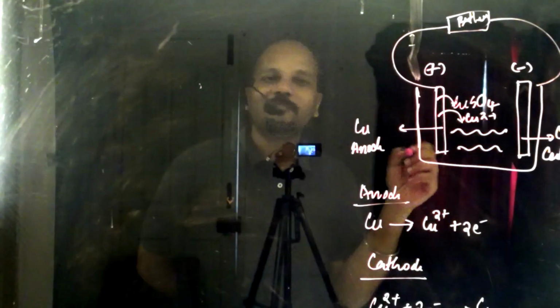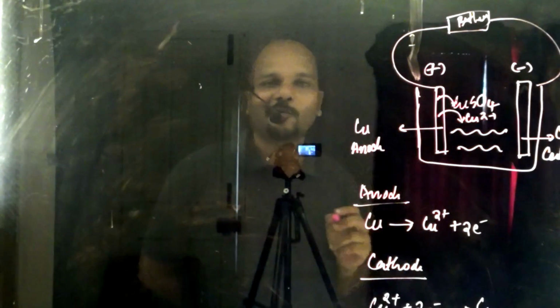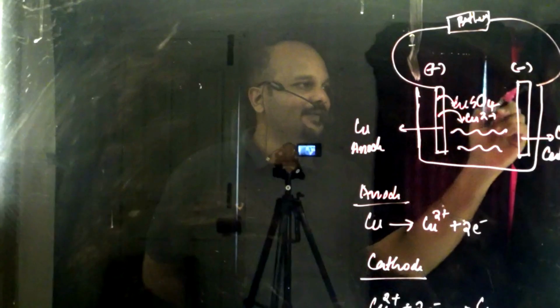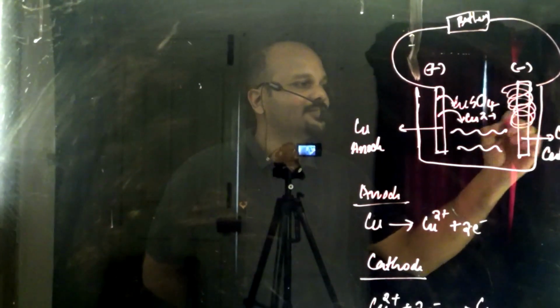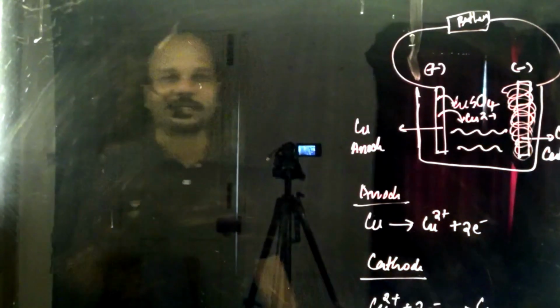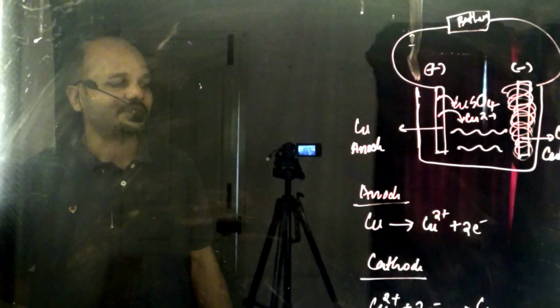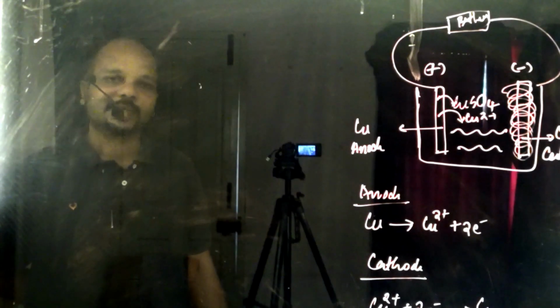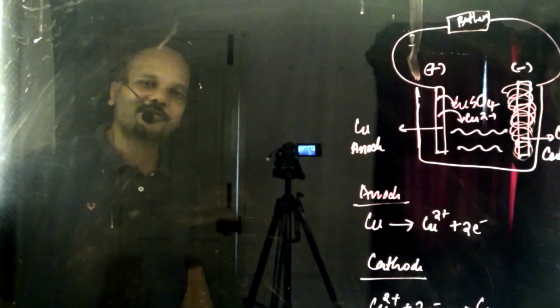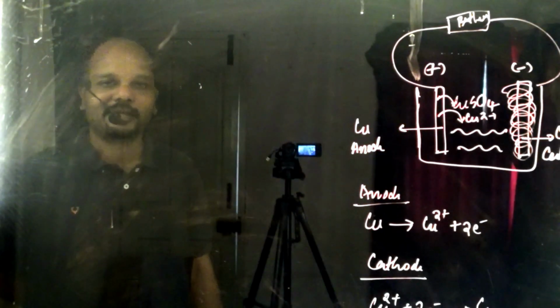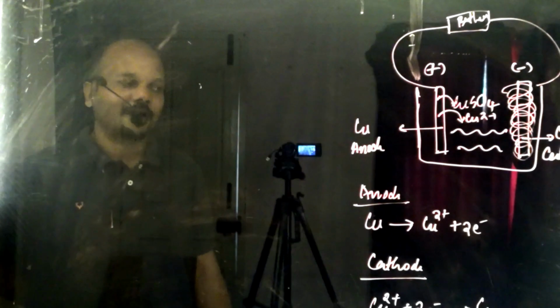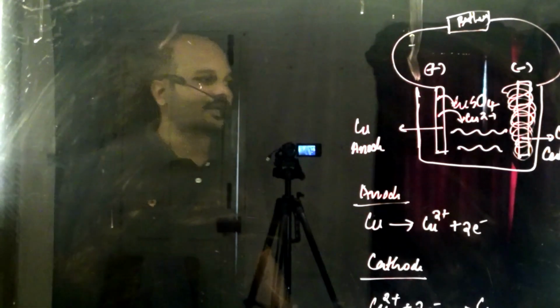After some time, the size of this copper anode will shrink, but the size of the copper cathode is going to increase. After some time, the copper anode will be no longer there, and the copper cathode will be increasing its size. Okay, and this is what is happening, and you can understand.